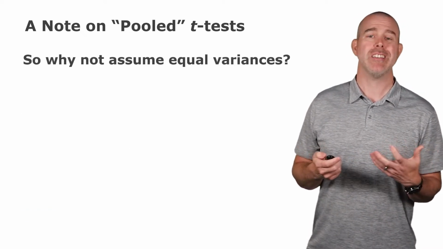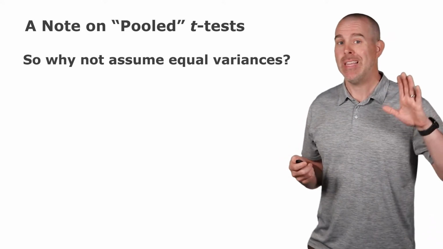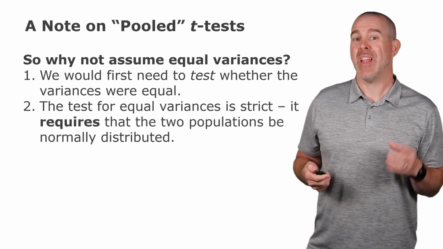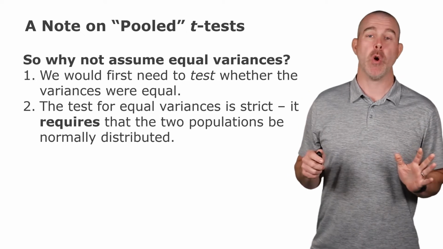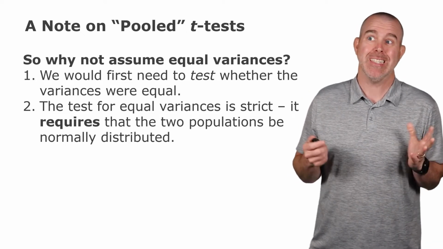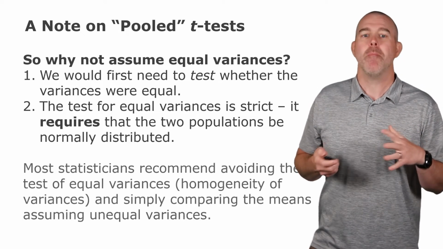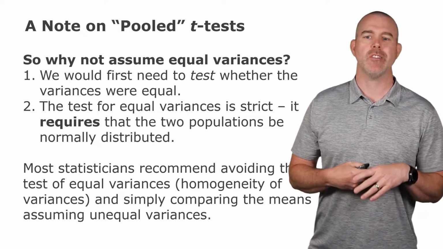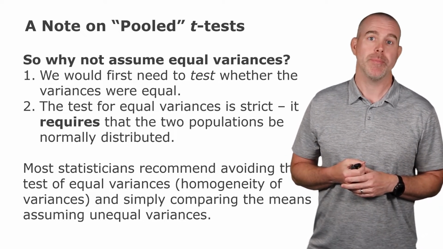Well, why not just assume the variances are equal? This is actually a later test. The problem is we'd have to do that test first, and that test is really strict. The two populations have to be normally distributed to do that test, and if they're not, then you can't even do that test. So most statisticians just recommend avoiding the test of equal variances and just comparing the means, assuming that the variances are not equal.